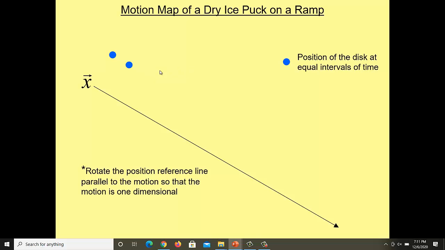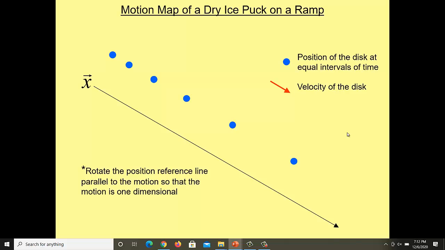Hopefully you're saying no, it should be further. This should be a bigger separation than here. And the next dot should be even further, and the next dot even further, and the next dot even further. Why should these distances be getting bigger? Well, because the object is accelerating. It's speeding up in this case. So if this is the same amount of time between dots, and it's going faster, it's going to cover more distance in the same amount of time. So the dots should get further and further apart.